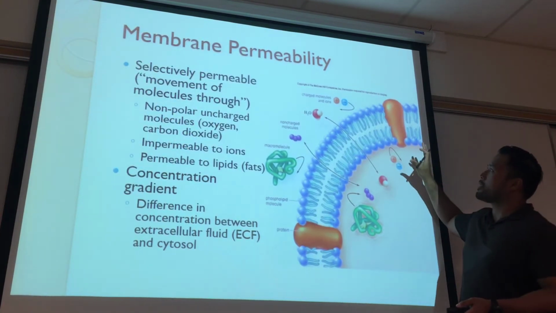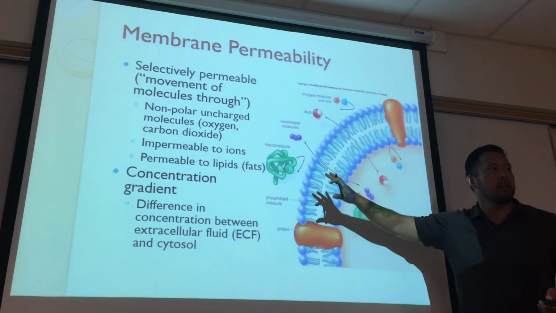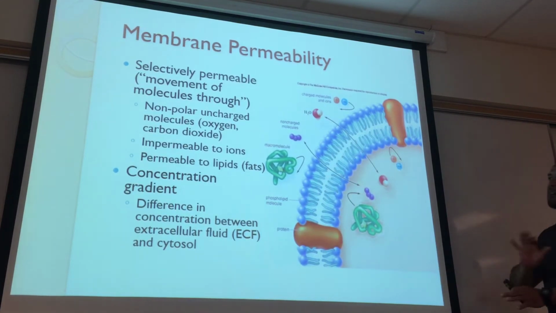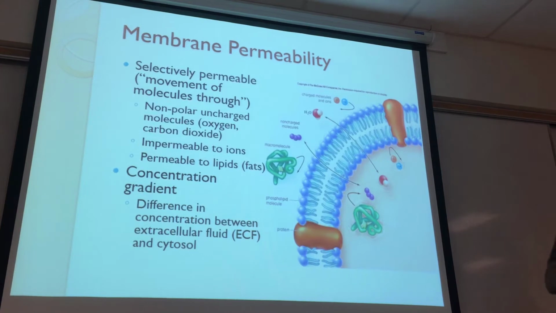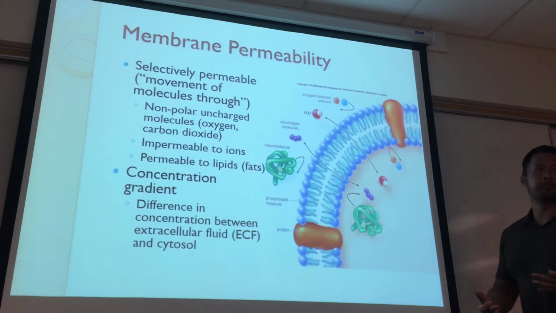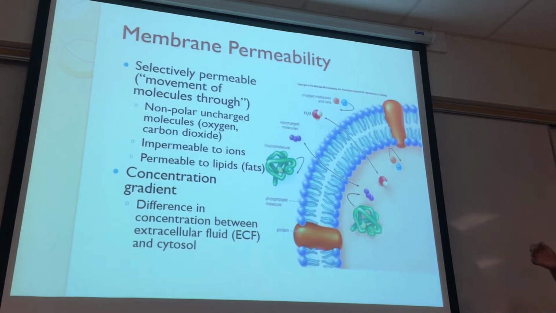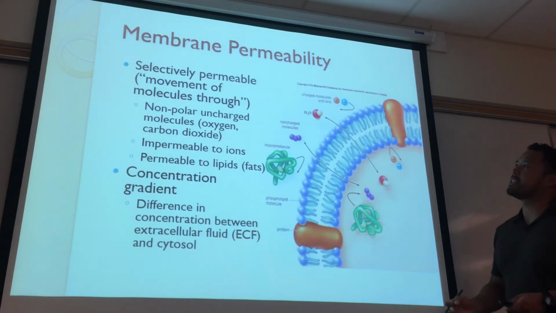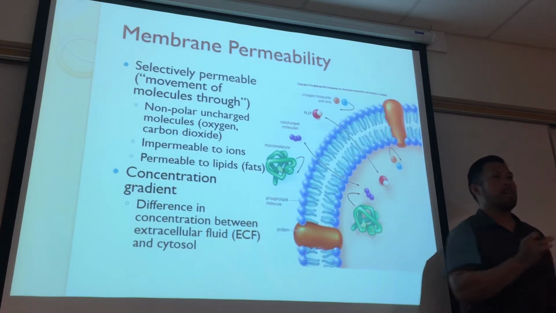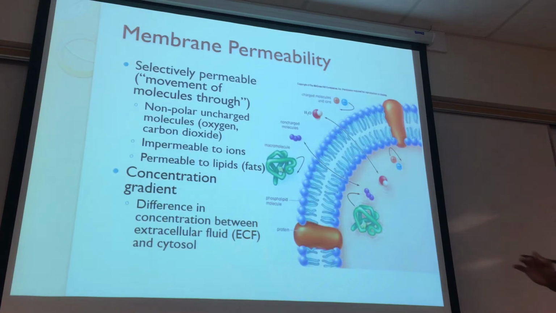Well, we have to look at the permeability of the membrane. And the permeability can change over time, and I'll talk about how that can get changed. Let's first talk about specifically how things move through. The characteristic of the phospholipid membrane is that it is selectively permeable, meaning it only allows stuff to move through if it has things that allow it to move through.